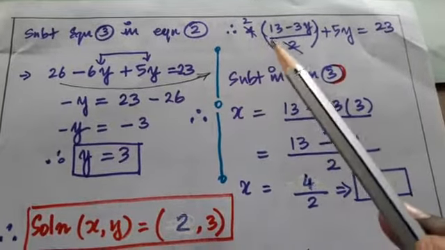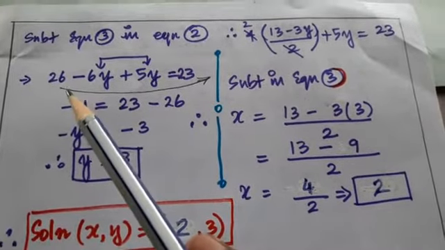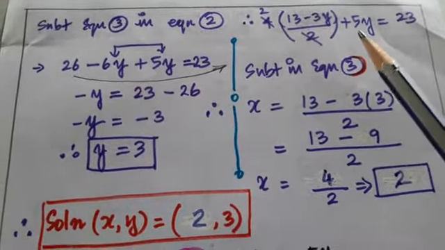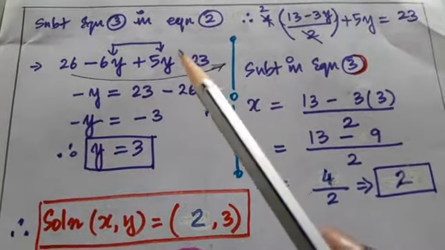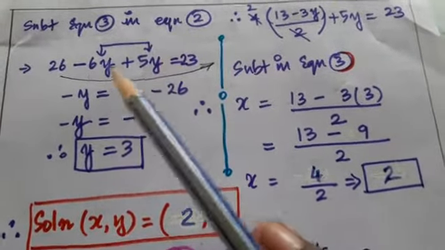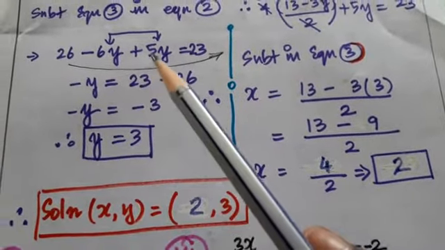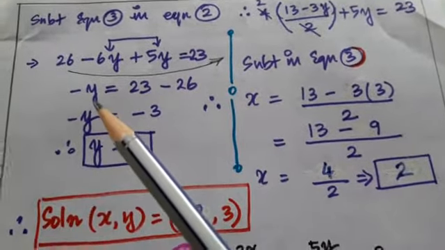2 multiply 13, it will become 26, and 2 minus 3y, it will become minus 6y, and here 5y equal to 23 we have written. Then I am grouping minus 6y and 5y. So we will get minus y. Minus 6 is greater, plus 5 is smaller. So we are getting minus y.